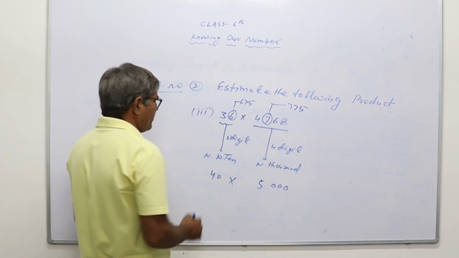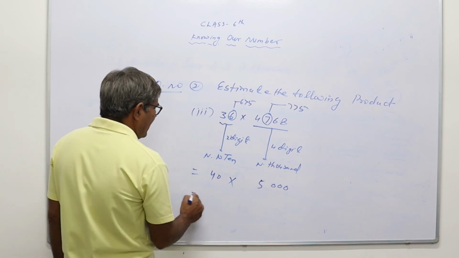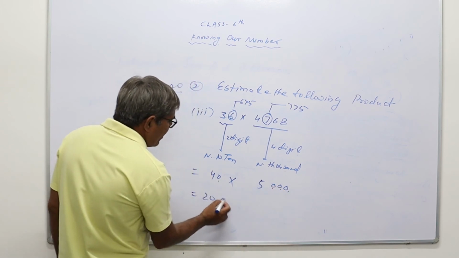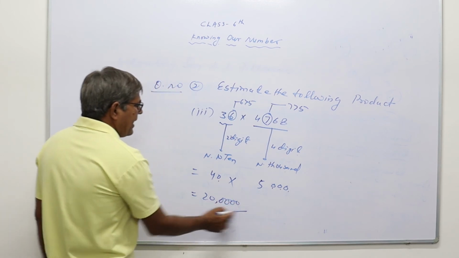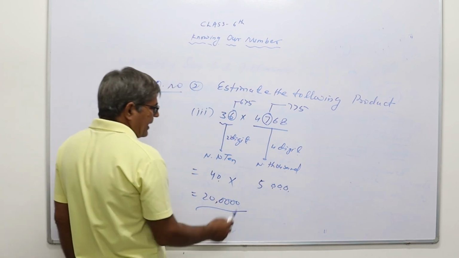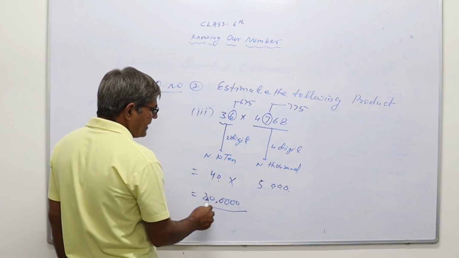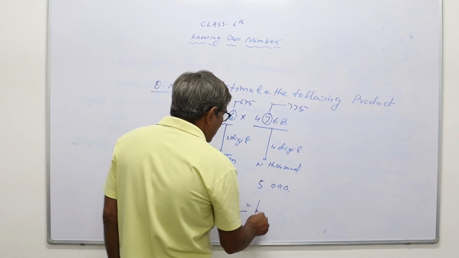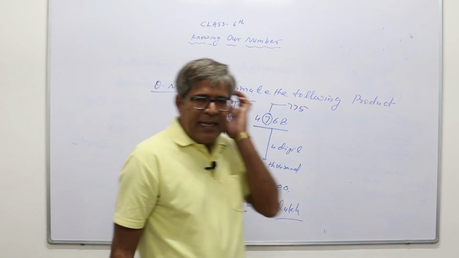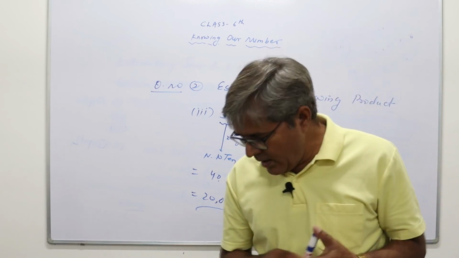Now the multiplication of 40 with 5000: 5 fours are 20. So 20 as it is, count the zeros: 1, 2, 3, 4. Put 4 zeros after 20. So this will be the required number. Now what will be this number? So count ones, tens, 100, 1000, 10,000 and lakh. So it is 2 lakh. In this way we will estimate the given number and then find the sum or difference.